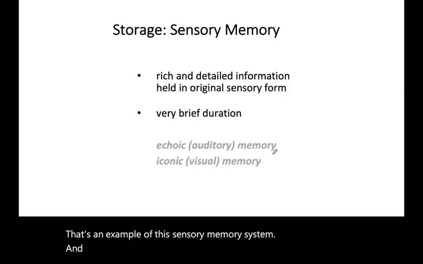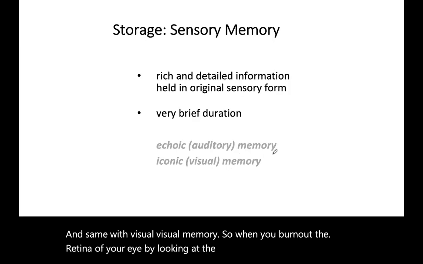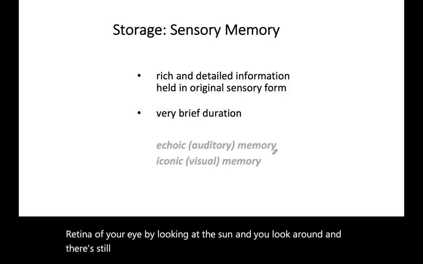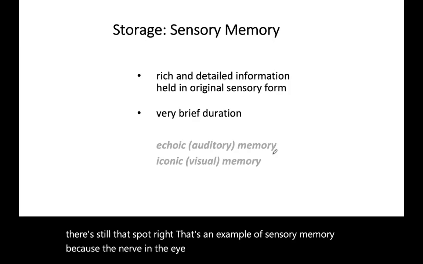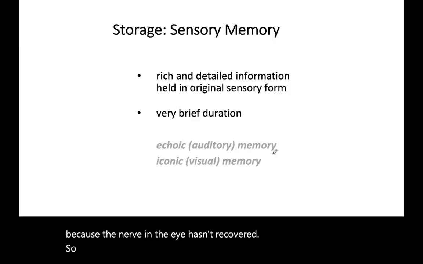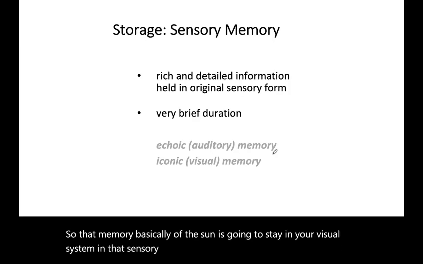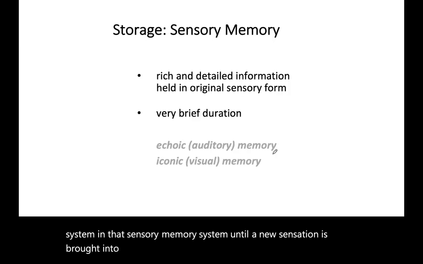And same with visual memory. So, when you burn out the retina of your eye by looking at the sun, and you look around and there's still that spot, right? That's an example of sensory memory, because the nerve in the eye hasn't recovered. So that memory of the sun is going to stay in your visual system, in that sensory memory system, until a new sensation is brought into the visual field, or the cells can start to fire again.